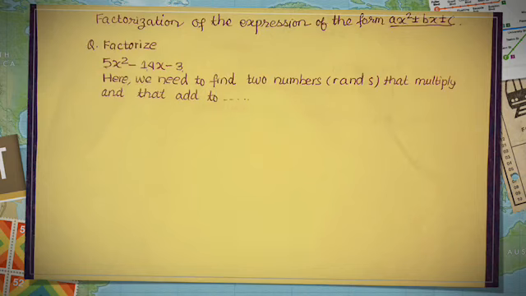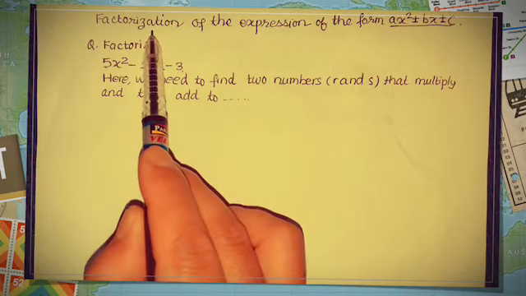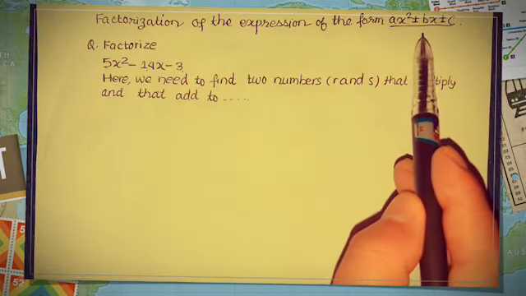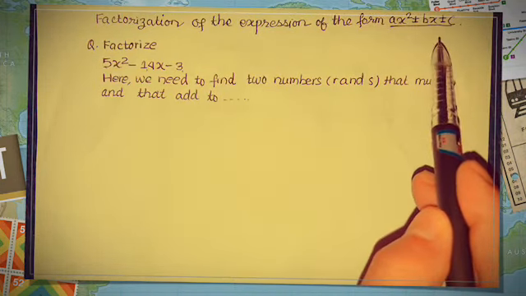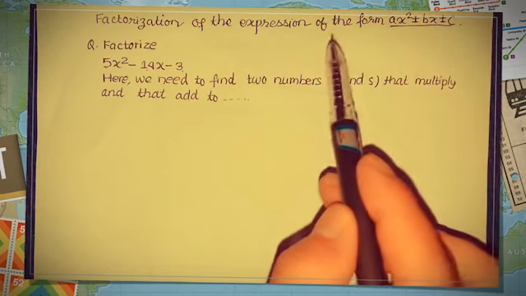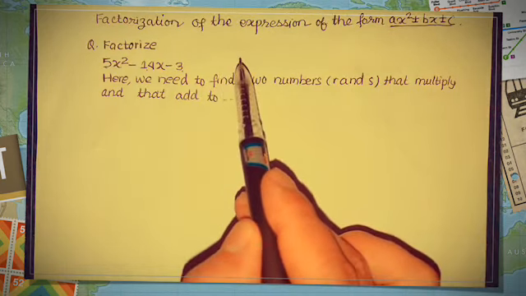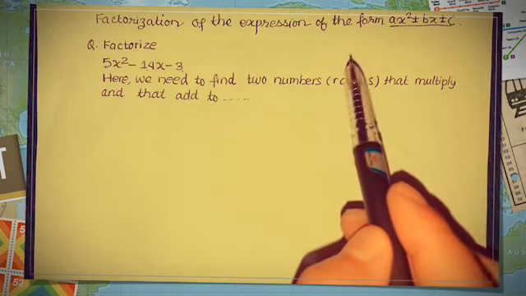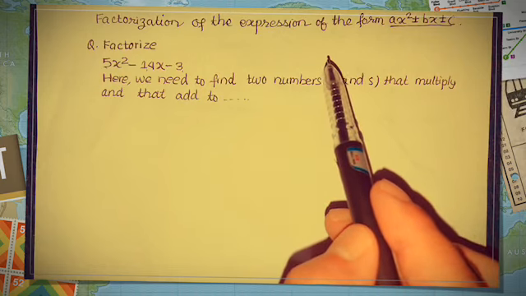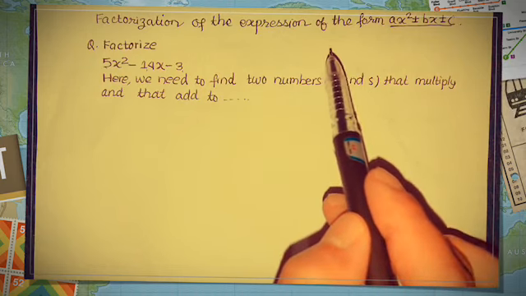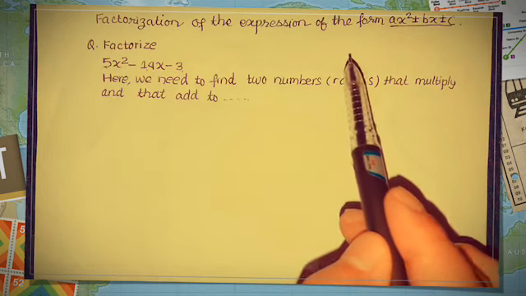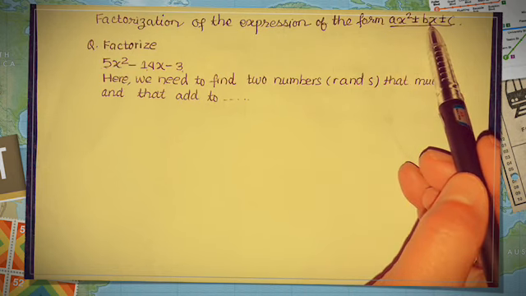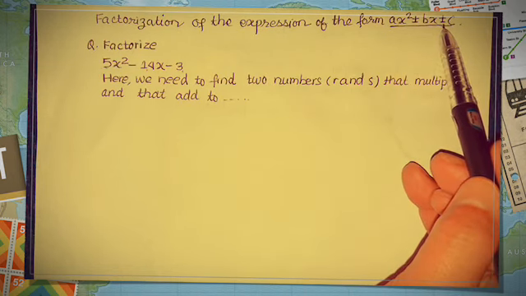In this video, we are going to focus on factorizations of the expressions of the form ax² ± bx ± c. Once again, I strongly emphasize knowing the structure of the expressions, because knowing the structure gives us the idea of choosing the correct method. So it is ax² ± bx ± c.